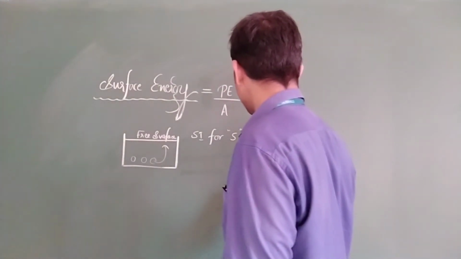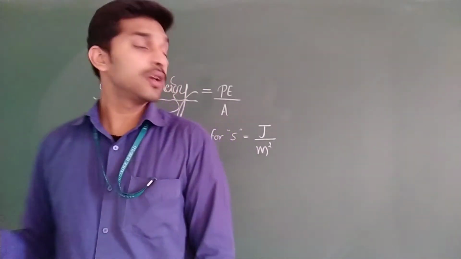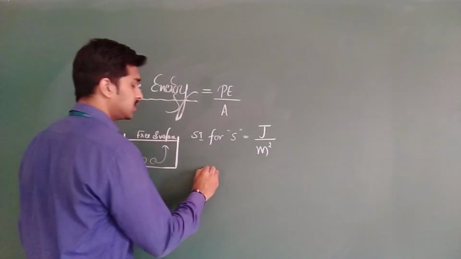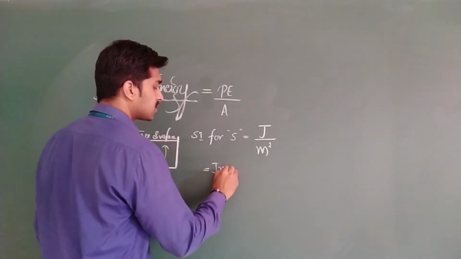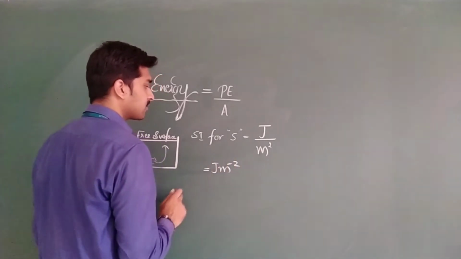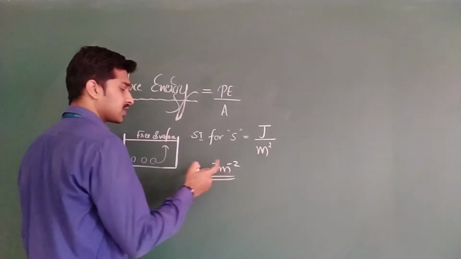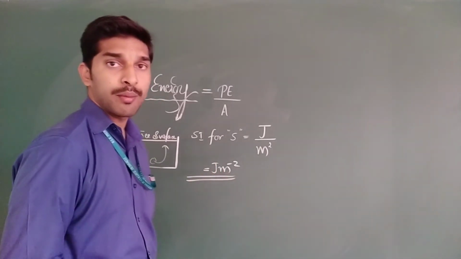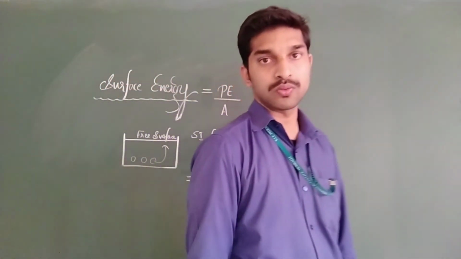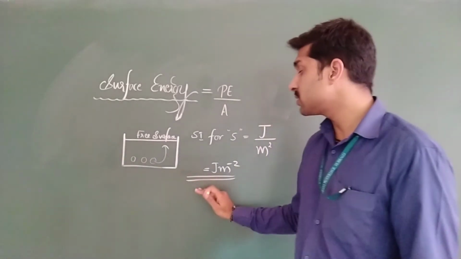So in total, what I can write is J m power minus 2. This is nothing but the SI unit for surface energy. J m power minus 2. Clear? And one more thing.